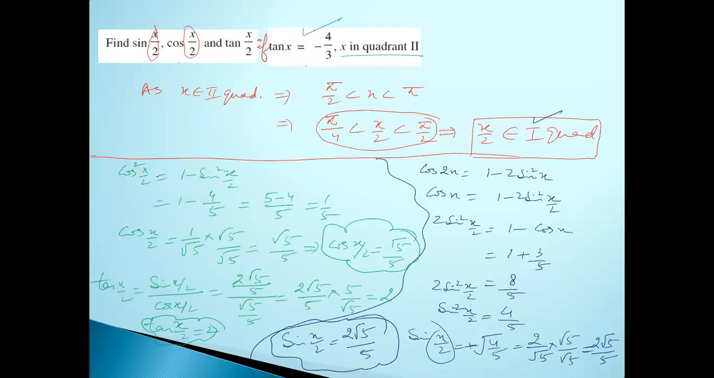So if we have tan x equals minus 4 by 3, where x belongs to the second quadrant, these are the values: sin x/2 is equal to 2 square root 5 upon 5, cos x/2 equals square root of 5 upon 5, and tan x/2 equals 2. That's all. Thank you so much.